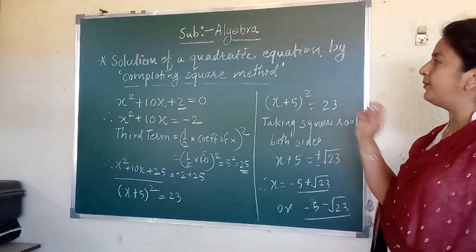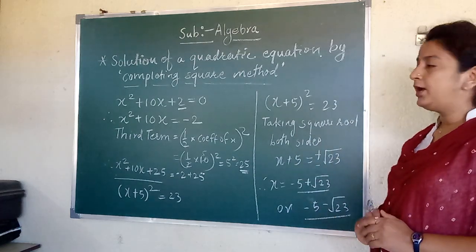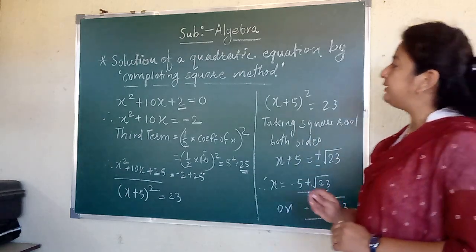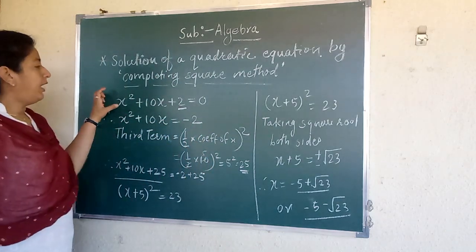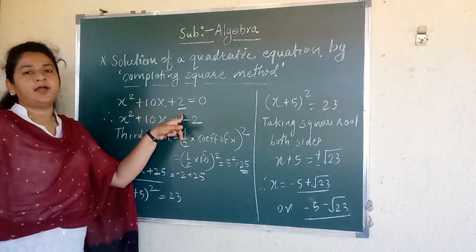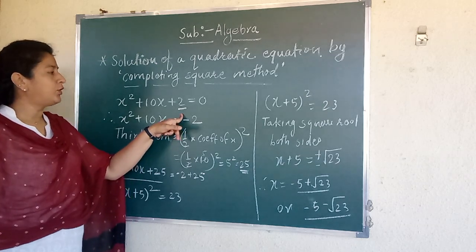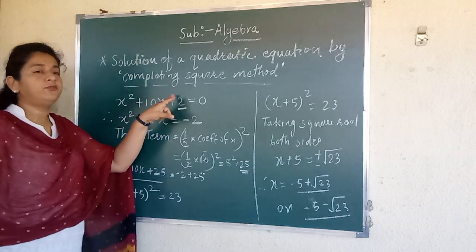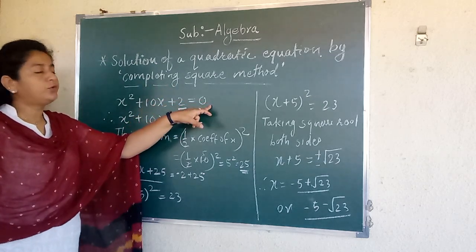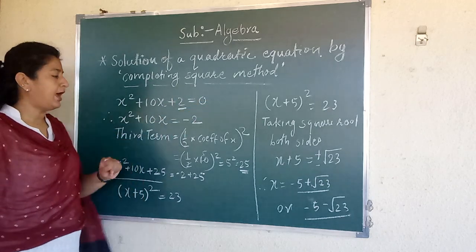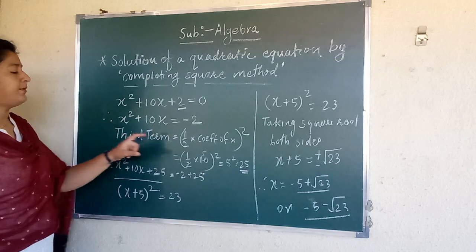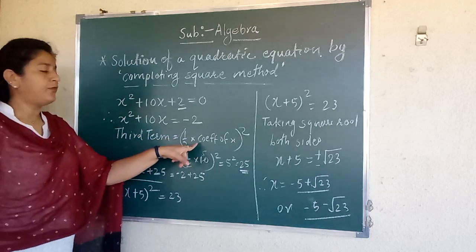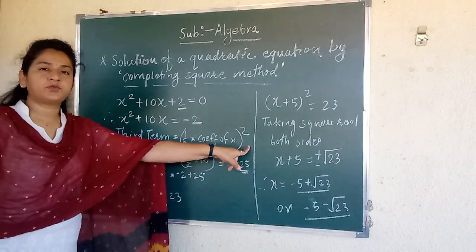How to solve by the completing the square method? Did you understand? Again I will explain this. Suppose a quadratic equation is given that you can't solve by factorization. Then what do we have to do? The third term we have to move to the right hand side. After that we have to find the third term. We can find the third term by this formula: 1/2 into coefficient of x, bracket square.